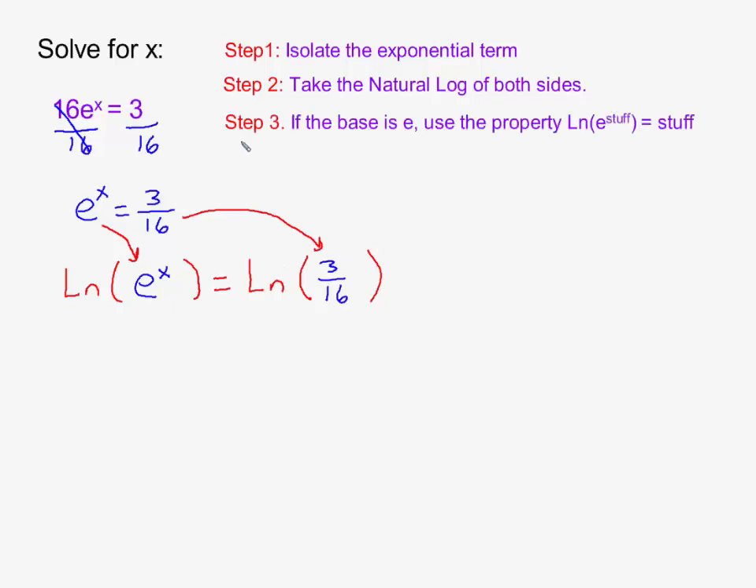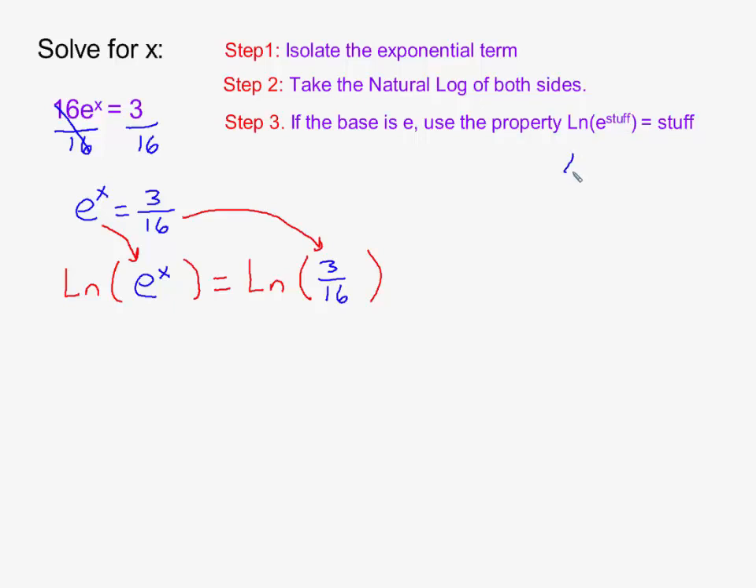Step 3, sometimes I do step 3 differently depending on whether the base is e or not. The first part of step 3 says if the base is e. In my problem, the exponential is a base e. So it says use the property that the ln of e to any exponent would simplify down to just be that exponent, and whatever is in the exponent would no longer be in the exponent position anymore.